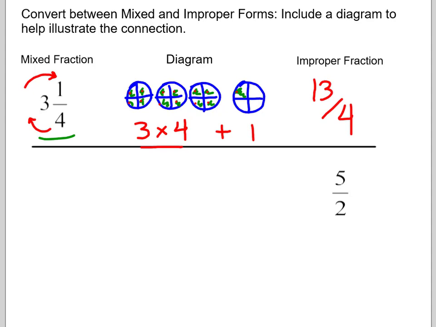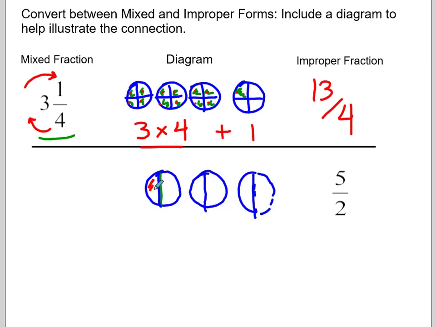5/2, you can actually do the division. How many 2's fit into a 5? Okay, well, 2 groups of 2 fit into a 5. So here's... okay, and if we color those in, oops, I should have made that blue.